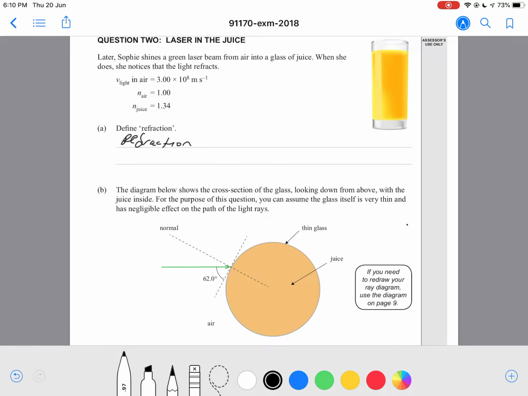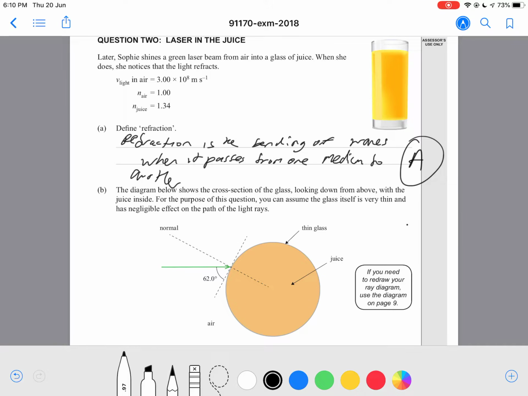Refraction is the bending of waves when it passes from one medium to another. So basically, refraction is the bending of waves when it passes from one medium to another. And that's going to get you the achieved grade here for the correct definition.